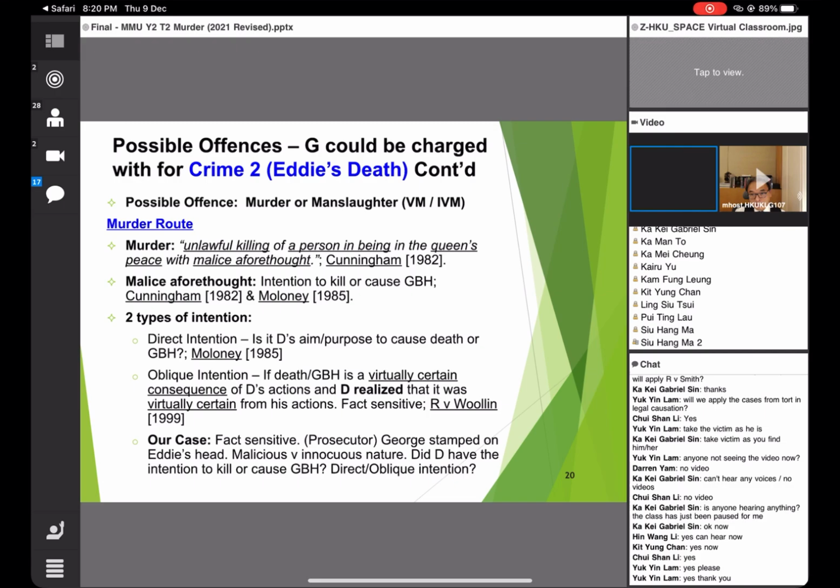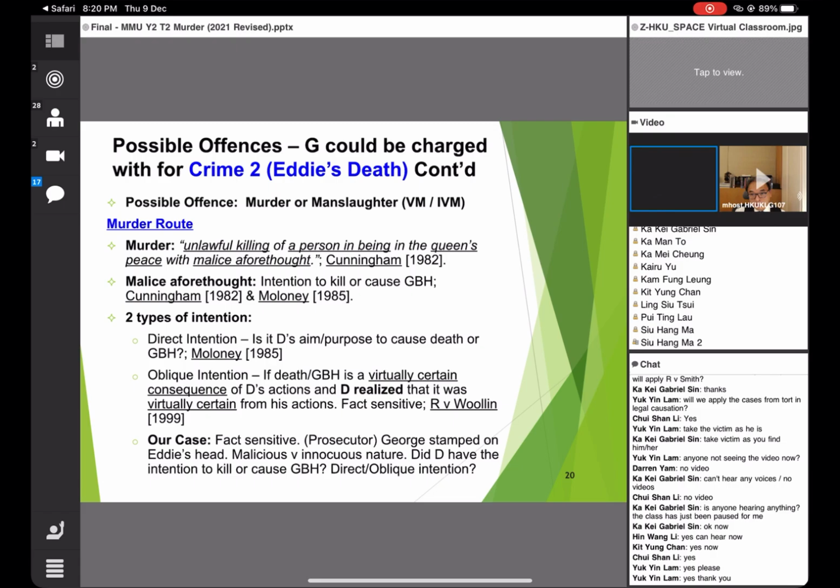Because it's malice aforethought. What is malice aforethought? You have to look at Cunningham 1982 or Moloney 1985. What it says is whether there's an intention to kill or cause grievous bodily harm. All right? And intention you want to discuss further, because you want to establish whether there is intention. Intention can be either direct intention or oblique intention. Moloney is the leading case that talks about direct intention. Moloney 1985 is the lead case for direct intention. And the question to ask is the defendant's aim or purpose to cause death or grievous bodily harm? Okay, if it is, then direct intention is established. If not, then the prosecution may go for oblique intention, or the jury may go for oblique intention.